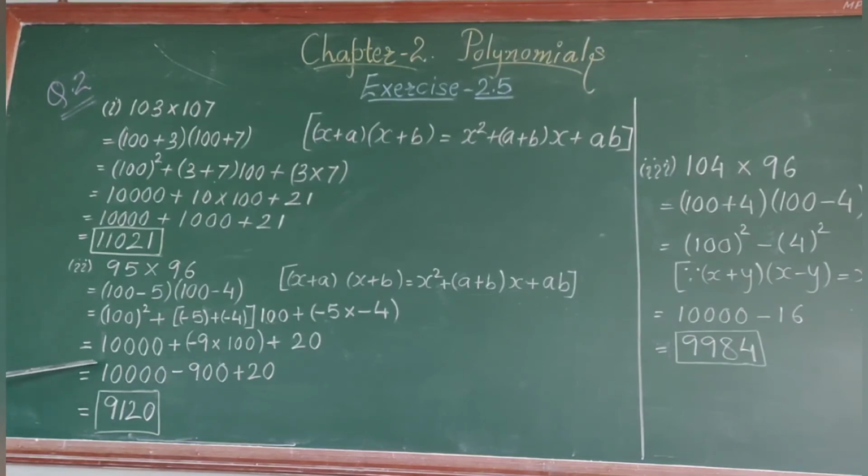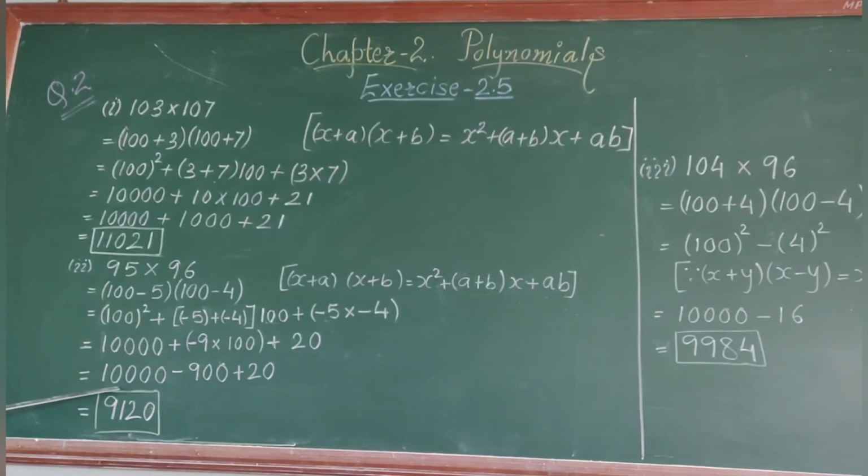Solving further, we get 10,000, because the square of 100 is again 10,000. Plus, these are two negative integers; when added, we get the answer as negative only. So 5 plus 4, that is 9, we get minus 9 into 100. And again, when two negative integers are multiplied, we get a positive integer. 5 fours are 20, minus 5 into minus 4, that is 20.